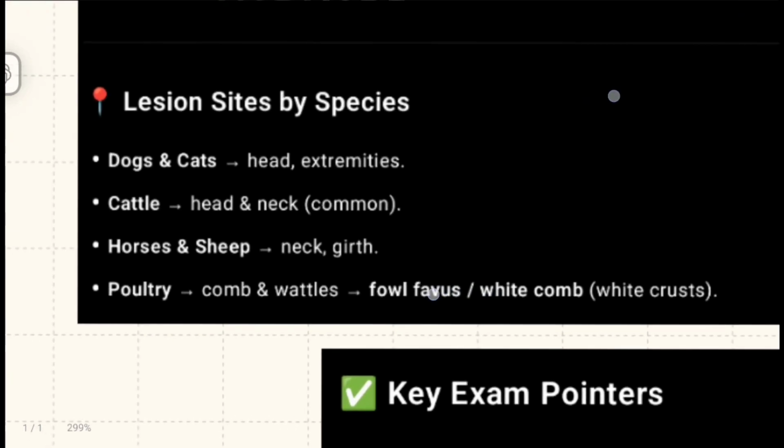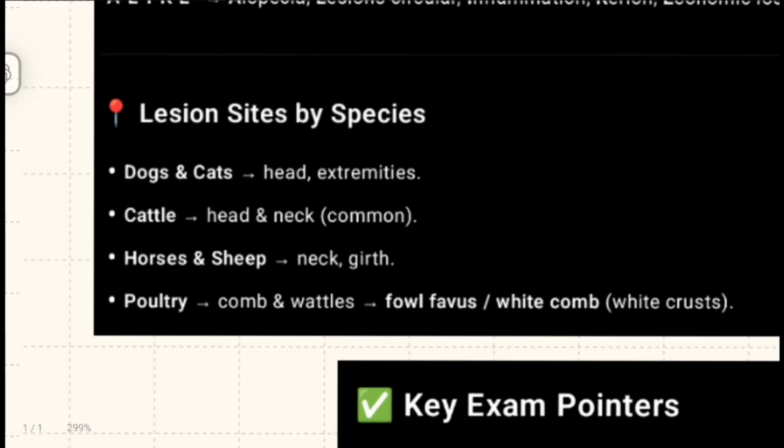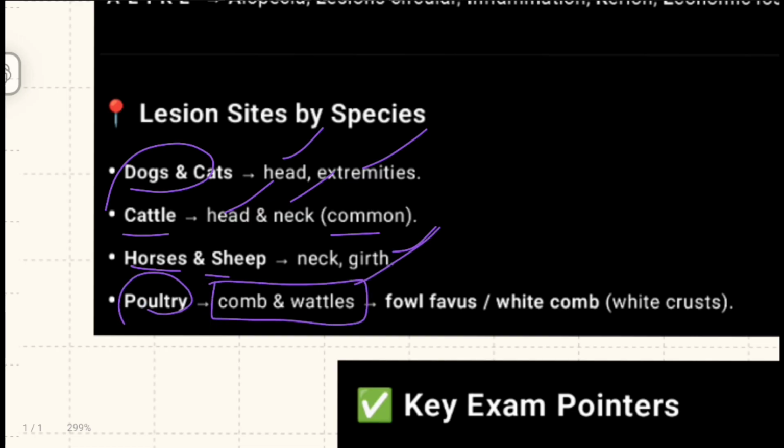And here are some of the sites on the species where a particular animal will experience lesions. In dog and cat, the lesions are specifically restricted to the head and extremities. In cattle, the head and neck are very common. In horse and sheep, the lesions are restricted to the neck and girth region. And in poultry, the majority of the lesions are located at the comb and wattles.